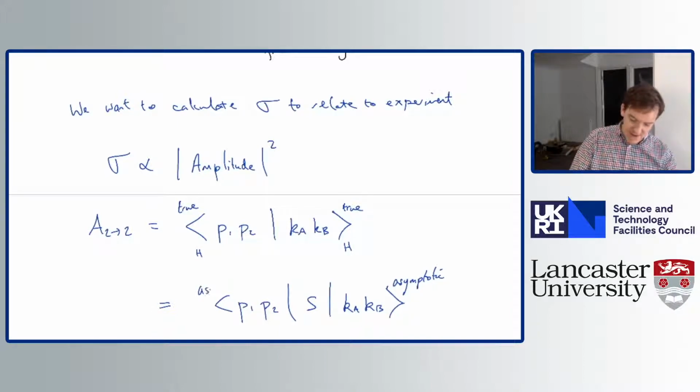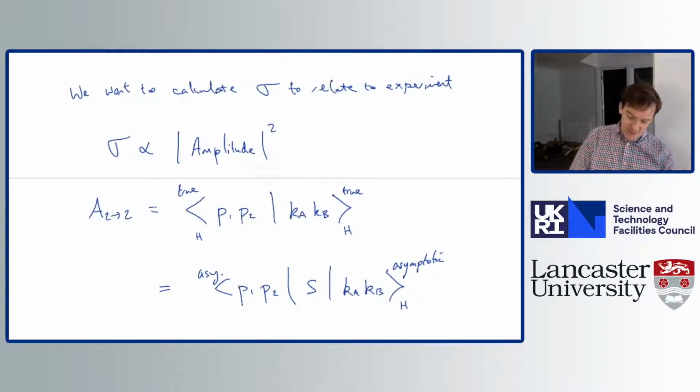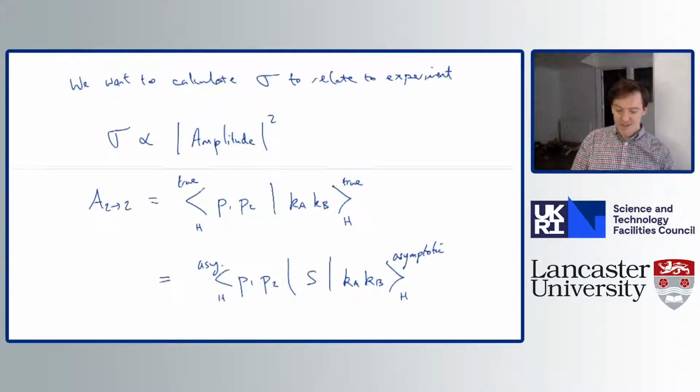I could just write ASY. So this is the asymptotic states. Again, we can do it in the Heisenberg picture. Okay. So we're making this simplification. Here, we're only working with these asymptotic states that we know how to deal with. But we have to introduce this operator S that takes us from the asymptotic initial state to the final state where we do the overlap.